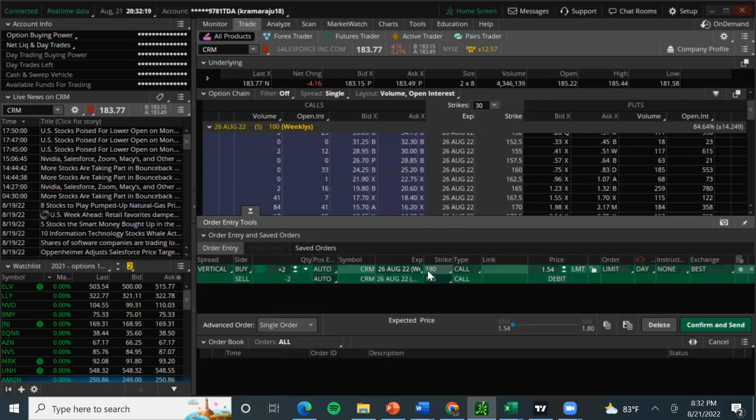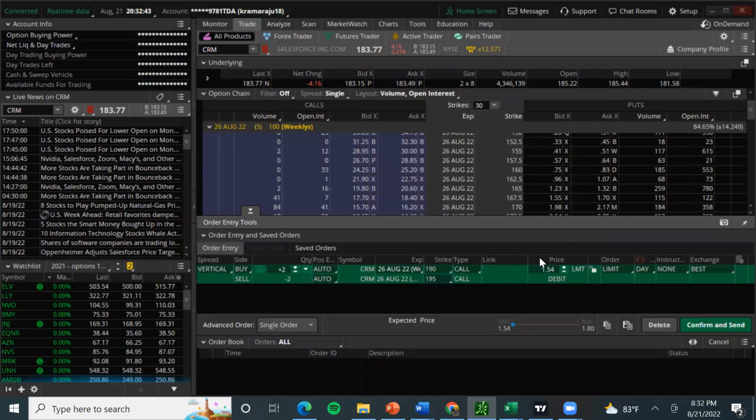So if stock goes up to 190, but it is not going up to 195, then you can make money from here, you can make money from here. Now, instead of just one way, you are making money in both the ways. One is you are reducing your investment. Instead of spending $840, you are only spending $300. That is the first advantage.